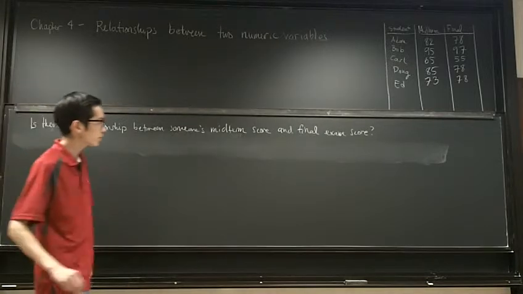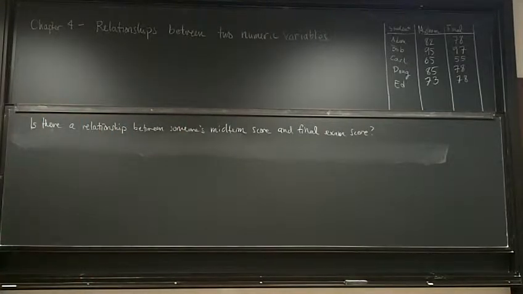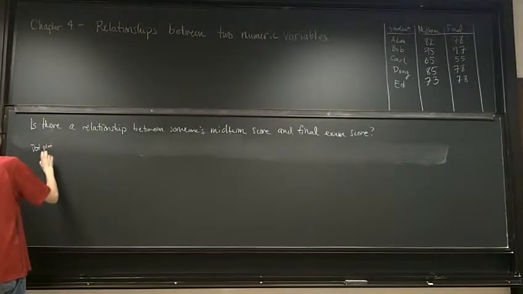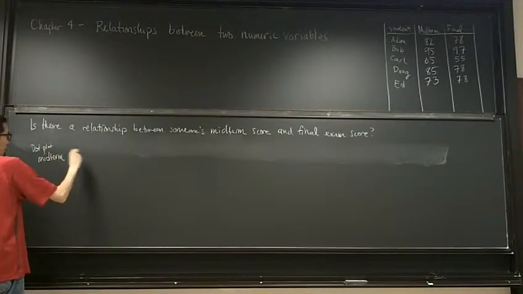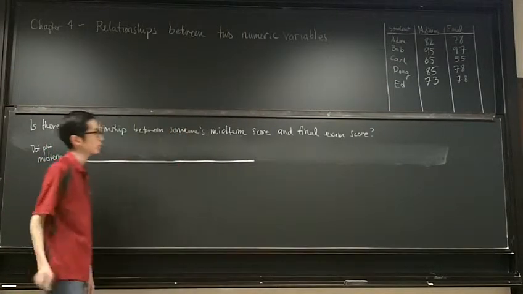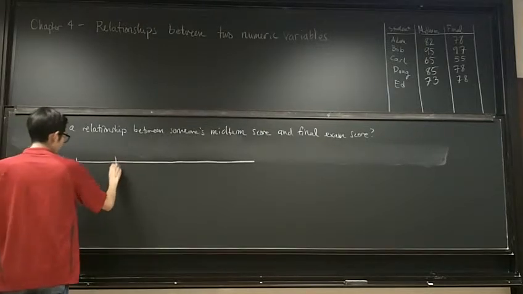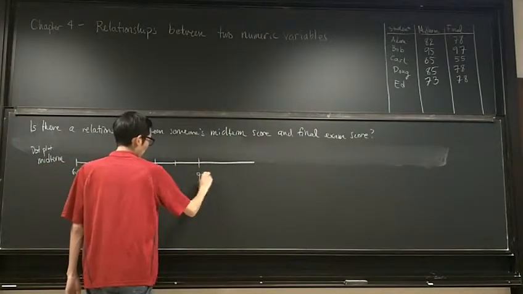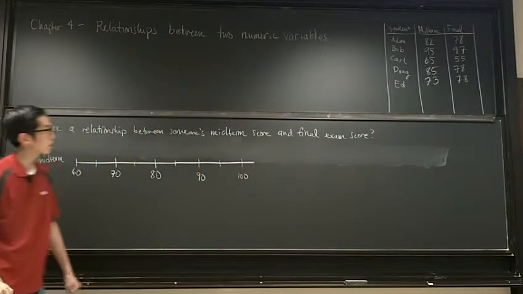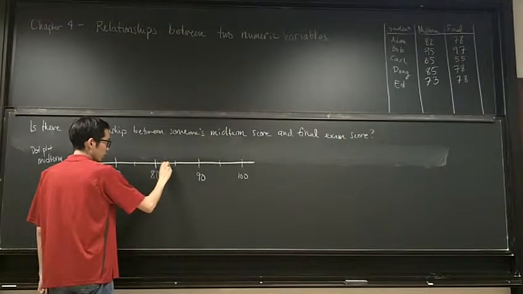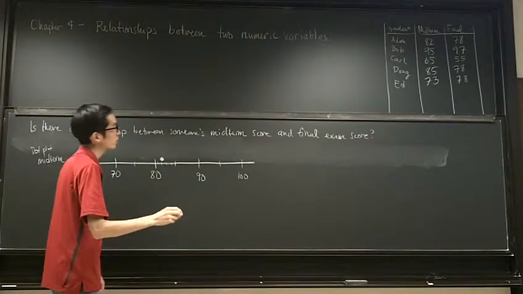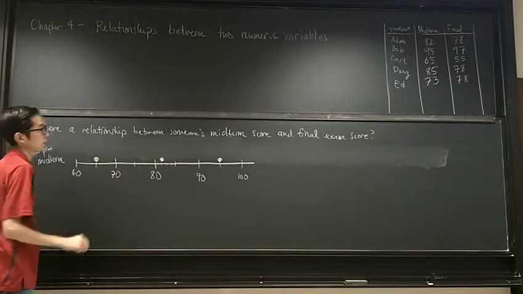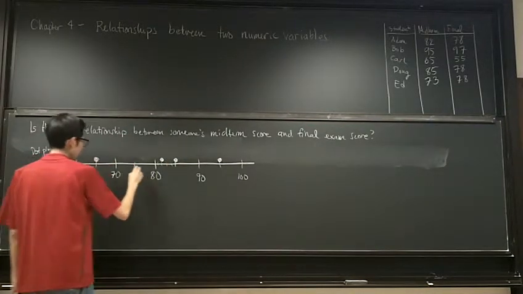what we can do, we can look at the midterm variable all by itself, and we can create a dot plot, yeah? So let's make a dot plot for the midterm score. So again, for all dot plots, we have to create an axis first. Let's see. Adam shows up at 82, so a dot right there. Bob is at 95. Carl at 65. Doug at 85. Ed at 73.